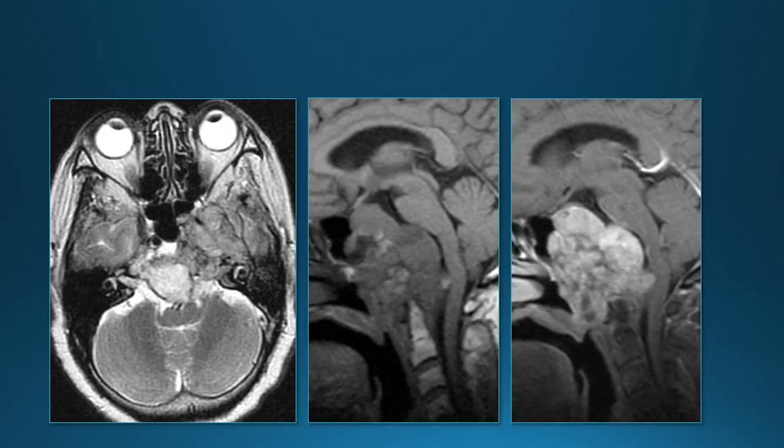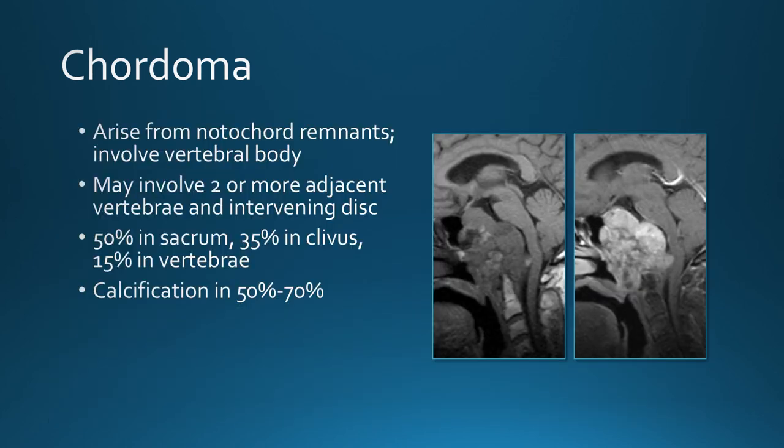This lesion is very T2 bright. Enhances heterogeneously with contrast. Large epidural component compresses the brain stem. This is a typical appearance for chordoma. Chordomas arise from the notochordal remnants, so they involve the vertebral body.